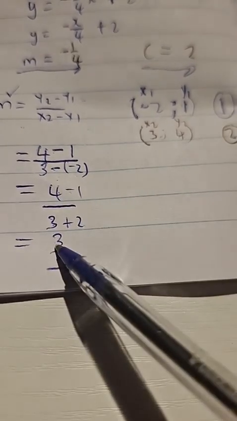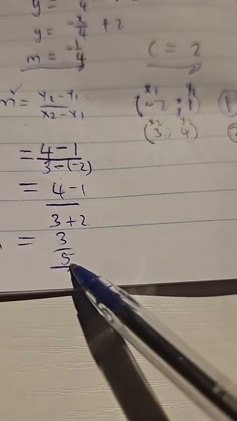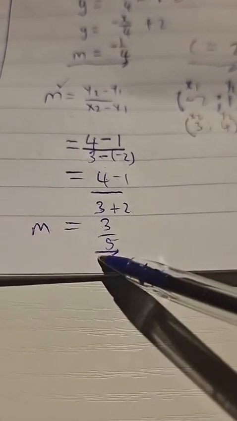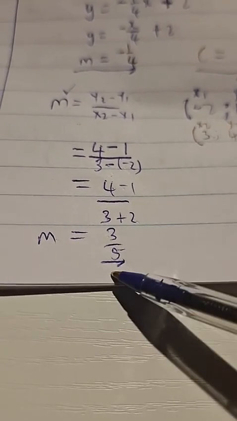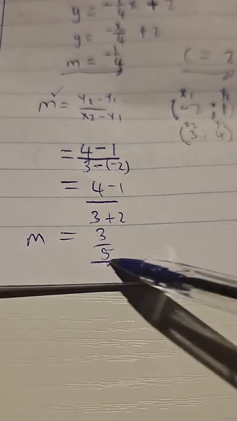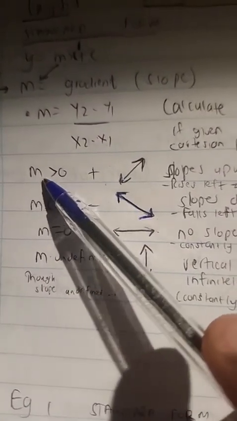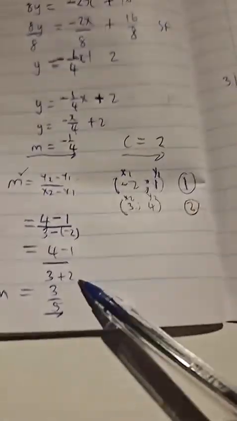Then what's 4 minus 1 in the numerator? It's 3. What's 3 plus 2 in the denominator? It's 5. So my gradient for these 2 points gives me 3 over 5. Is this a positive value? Yes, it is. And as a positive value, it means if I was to draw the straight line for this function, it would be a sloping up function, because we already learned that if the gradient is positive, we can expect a sloping up function from left to right.